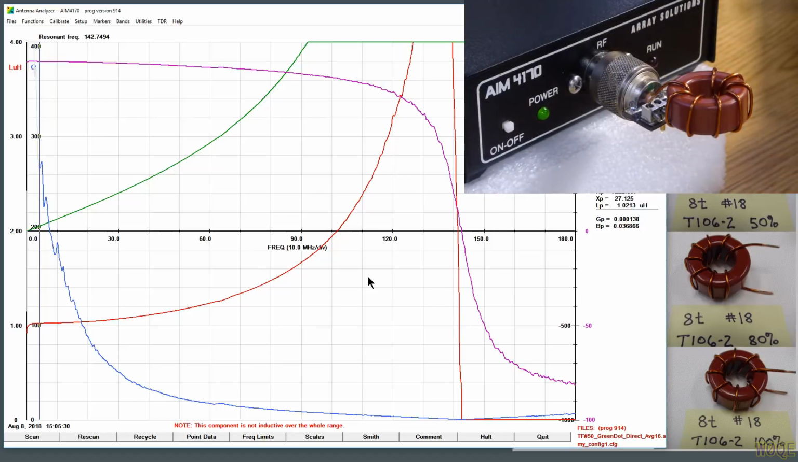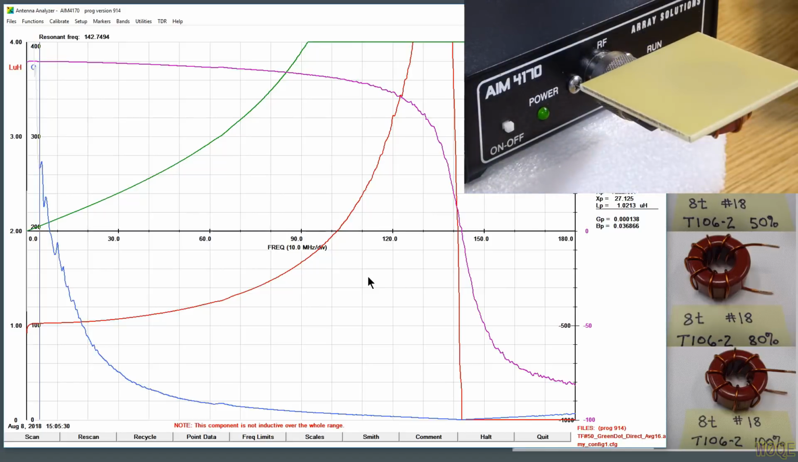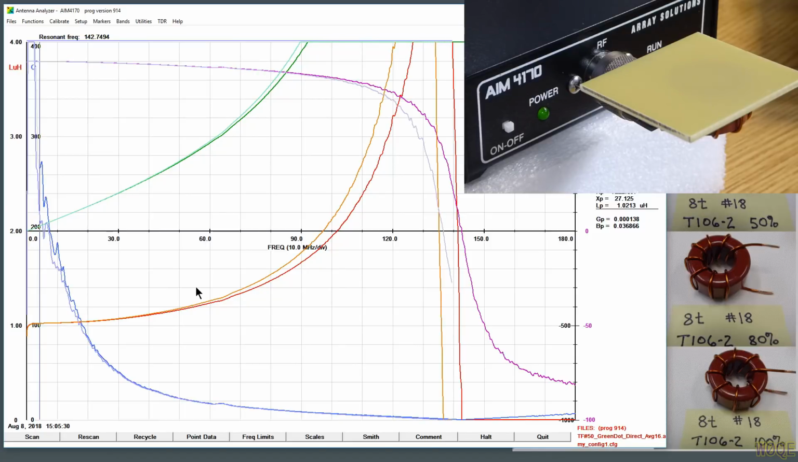But let's mount it this way on a circuit board. And this is just a piece of FR4 circuit board, and I'm just going to lay it on there. And let's look and see what the changes are when we do that. We definitely see that the Q's lower. We see the resonant frequency dropping to 135 megahertz. And that's pretty much it. The inductance did not change much at all.